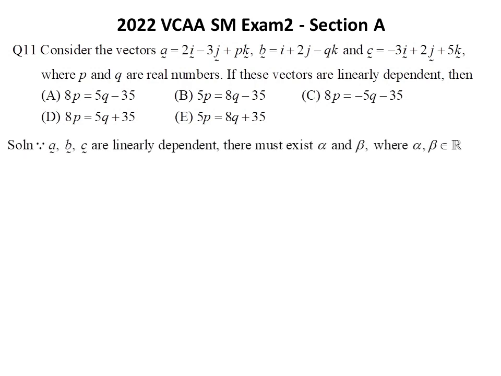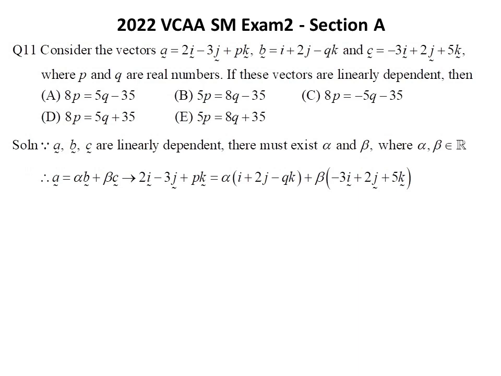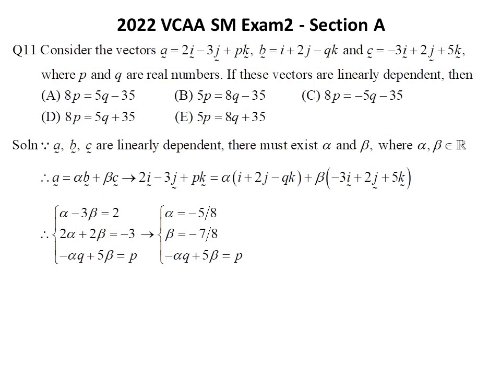dependent. Since vectors a, b, and c are linearly dependent, there must exist real constants alpha and beta such that vector A equals alpha times vector B plus beta times vector C, which is written as alpha times (2i minus 3j plus pk) plus beta times (negative 3i plus 2j plus 5k). Hence, we have 3 simultaneous equations established to find values of alpha and beta so that the relation between p and q can be found.